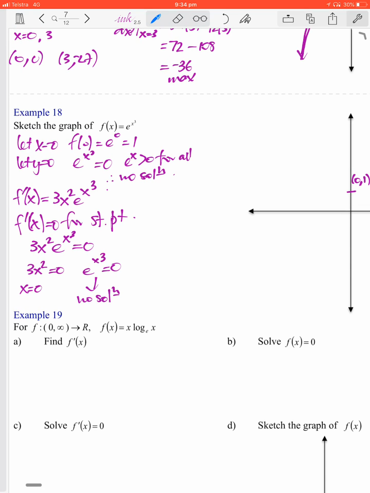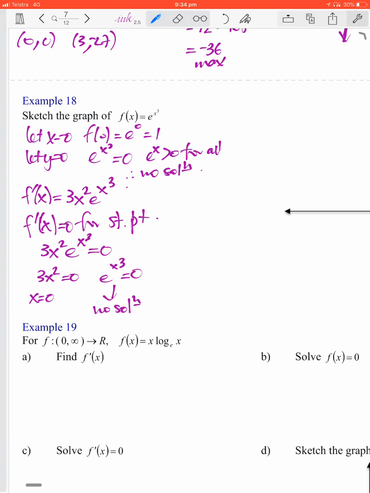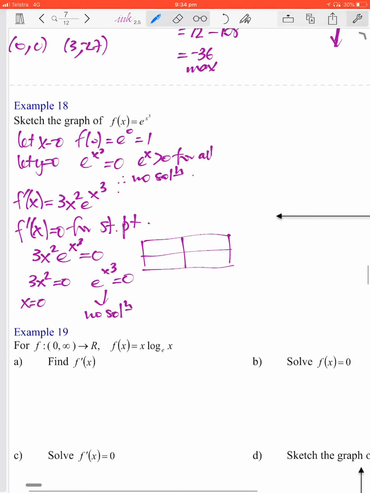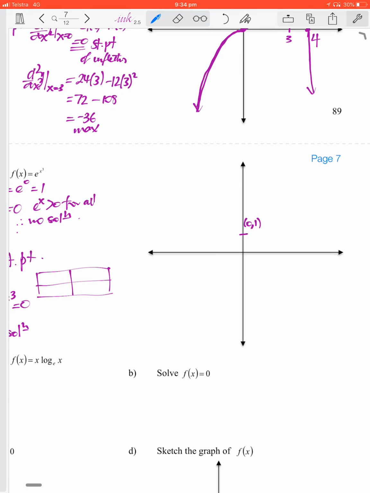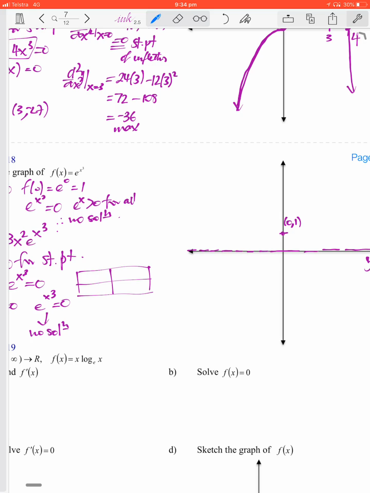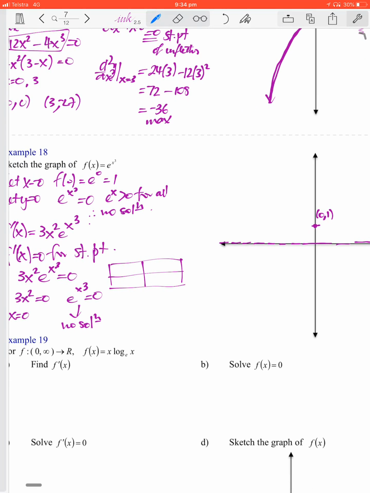Okay, so we can see what type of stationary point it is. Probably the easiest thing with this one is to draw a gradient table. So we've got 0. E to the x we know is never going to be less than 0 or equal to 0. It can't equal 0 because it's e to the x. So y equals 0. We know it goes through 1, and that's also a stationary point.